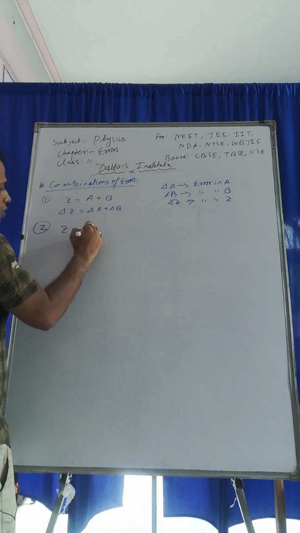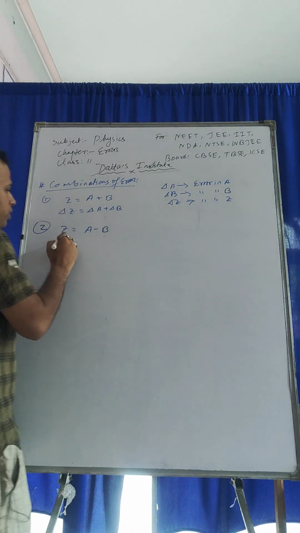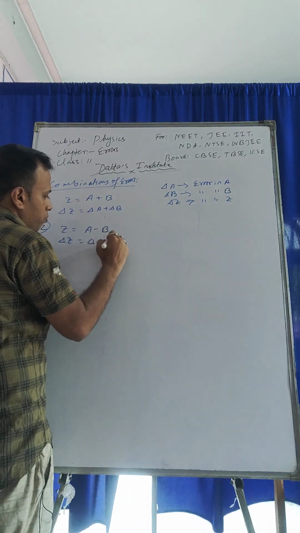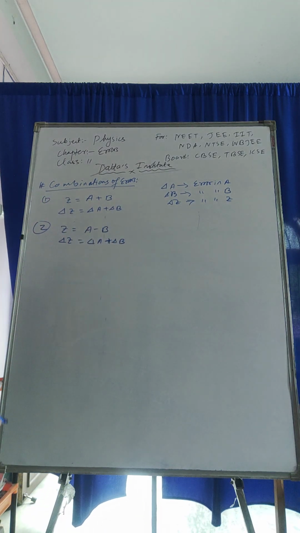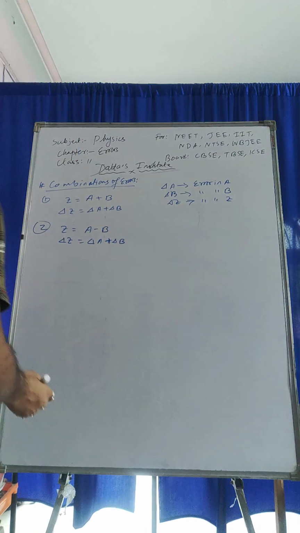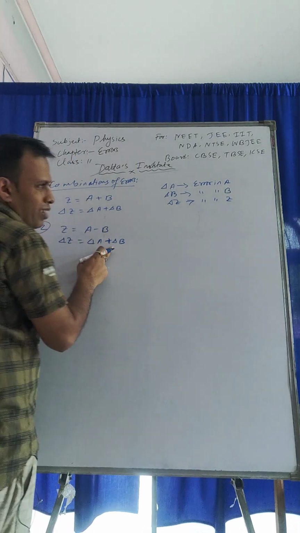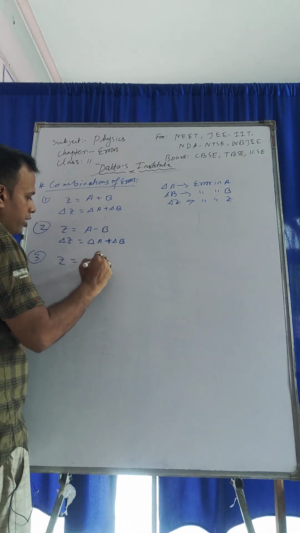If z is equal to a minus b, then what will be the error, sir? It will be delta z is equal to delta a plus delta b. Got my point? Here, even with minus, error is always additive. So in the case of a minus b, here also plus will be there.